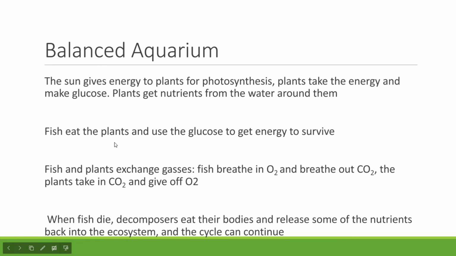Right, so if we want to really focus in on this, we have the sun giving energy to plants, the plants taking the energy and making glucose, the plants getting nutrients from the water around them, fish eating the plants and using the glucose to get energy to survive, the fish and the plants exchanging their gases, fish breathing in the oxygen, breathing out the carbon dioxide, the plants taking in, that should be a small 2, but the plants taking in the carbon dioxide and giving off the oxygen, right? This constant exchange, like we have with plants, not underwater.